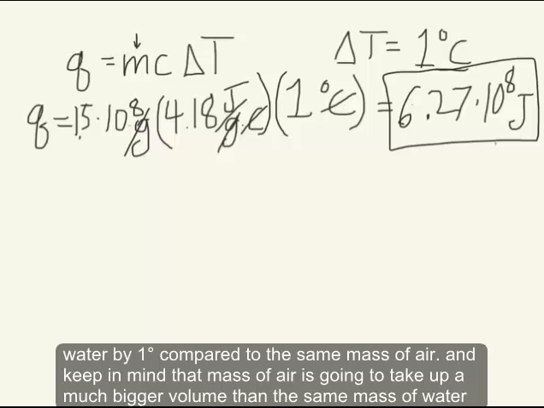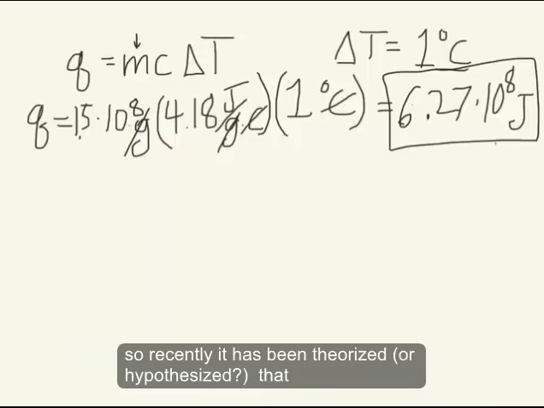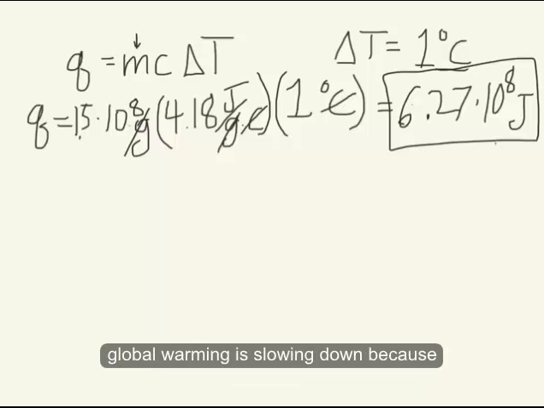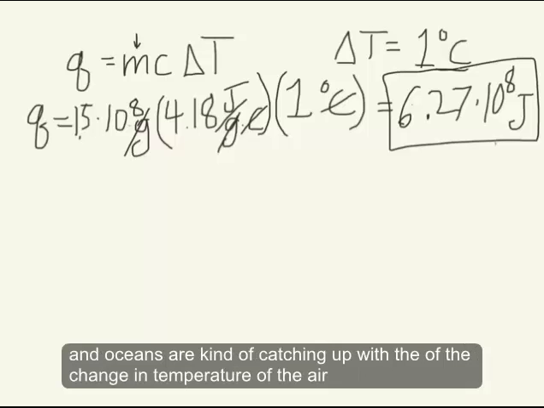And keep in mind that that mass of air is going to take up a much bigger volume than the same mass of water. So recently it's been theorized that global warming is slowing down because the oceans are absorbing a lot of the energy, and the oceans are kind of catching up with the change in temperature of the air.